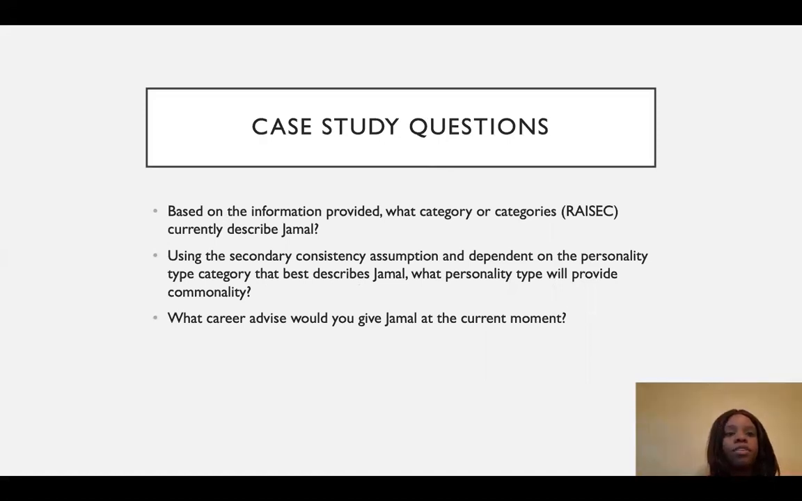Now that we've reviewed the case study, here are 3 questions. The first question is, based on the information provided, what category or categories currently describe Jamal? The second question is, using the secondary consistency assumption, and dependent on the personality type category or categories that best describe Jamal, what personality type will provide consistency? And the third question is, what career advice would you provide Jamal at this current time?